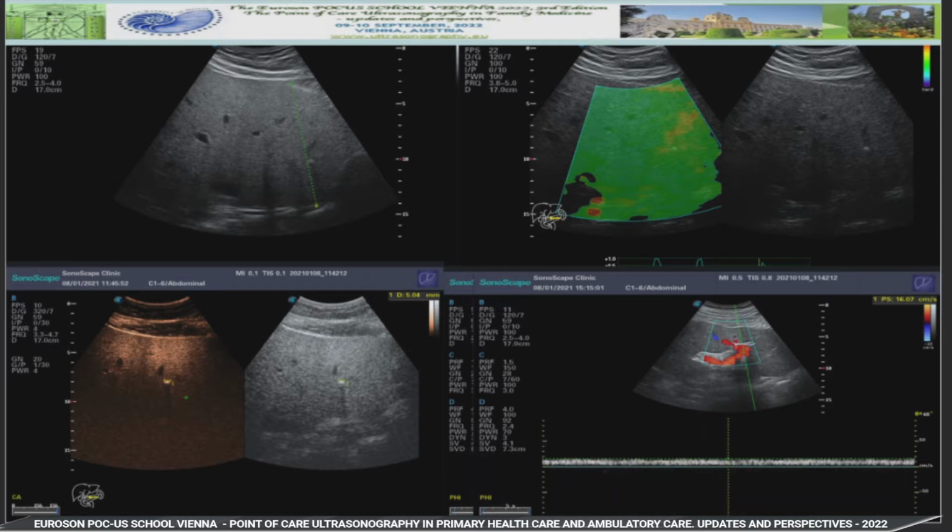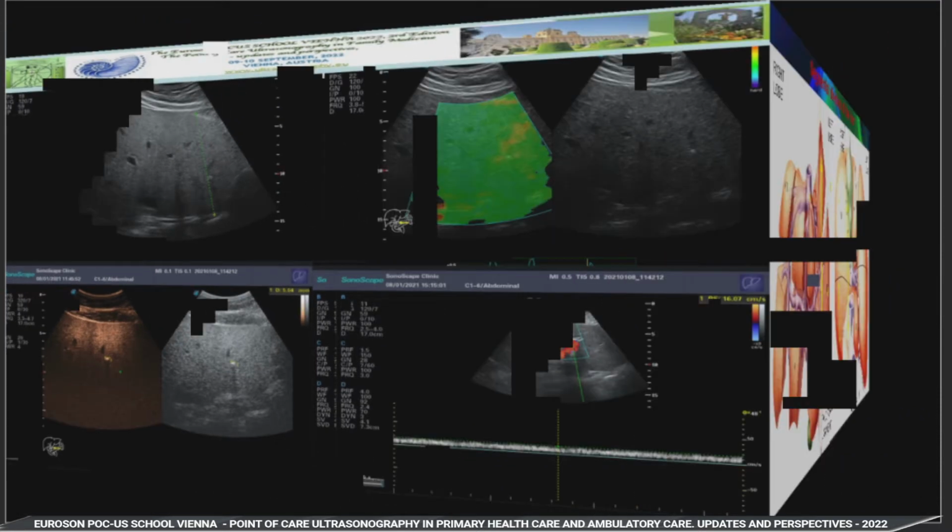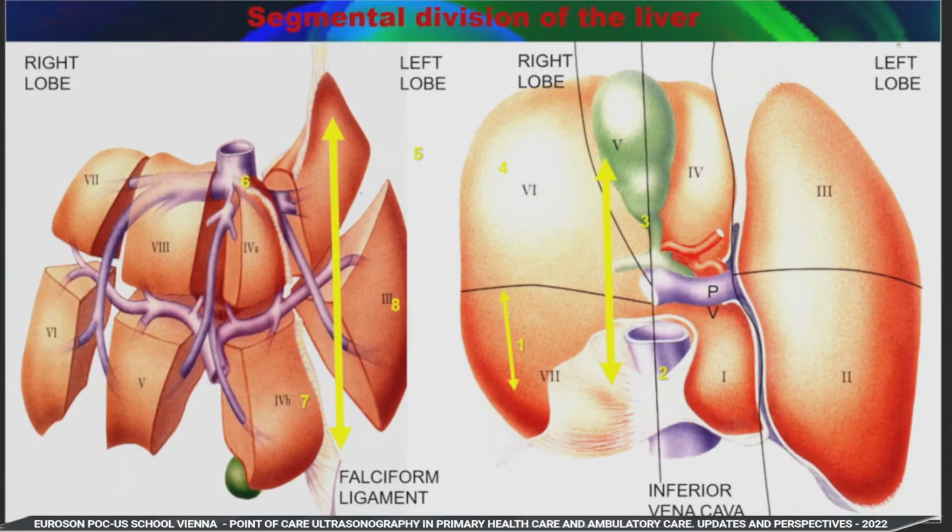You can have the bidimensional grayscale, you can have the strain elastography, you can have the Doppler triplex, and you can find the velocity and the resistivity index in the portal vein, and you can have the contrast here in your patient. This is the segmental division of the liver. It is very important to know if you find a focal lesion to put the diagnosis.